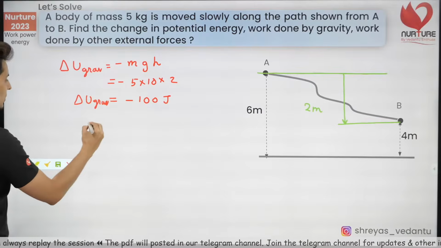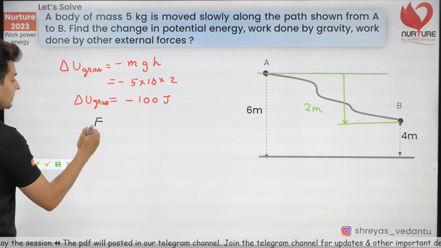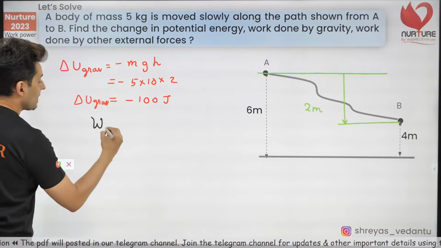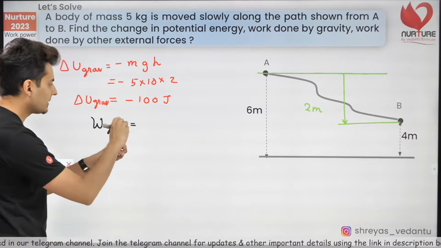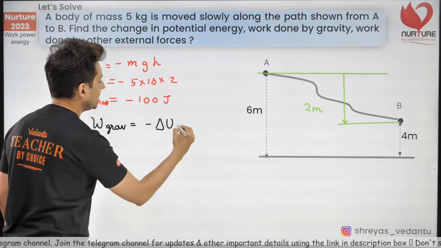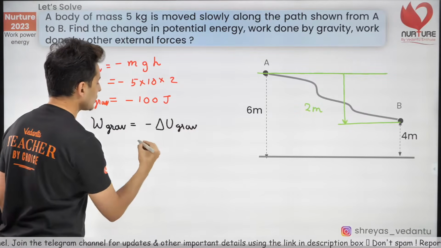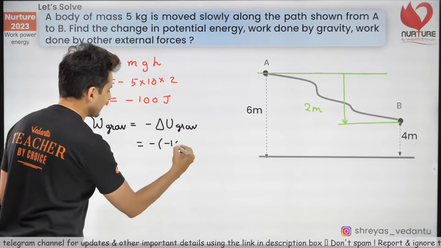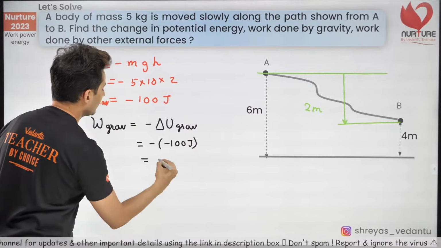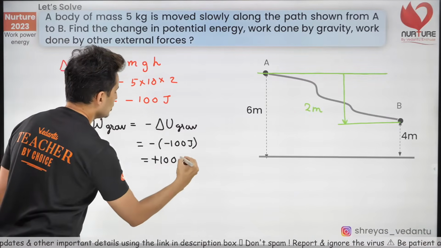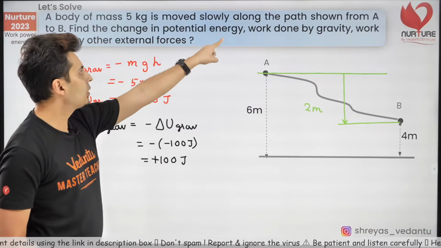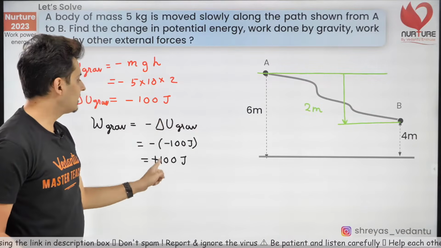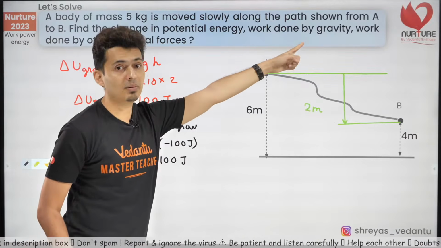Now, if somebody asks you, what is the work done by the gravitational force? Go by the definition. It is negative of delta U by gravity. So, it will be minus of minus 100 and therefore it will be plus 100 joules. That's the answer to the second question. Change in the potential energy is minus 100, and this plus 100 is the work done by gravity.